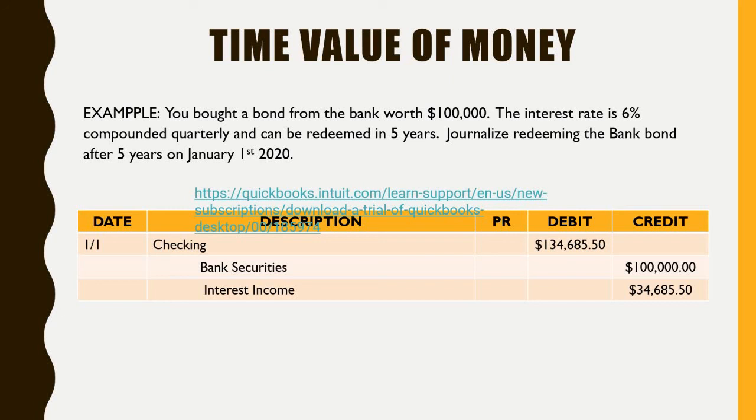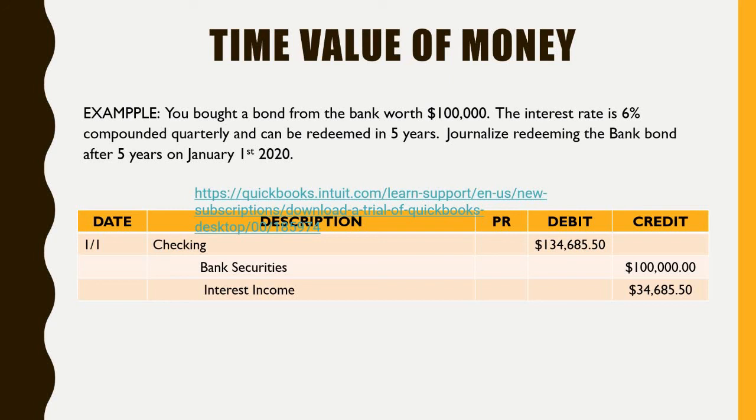It wouldn't say compound, because it just says interest income. We wouldn't automatically know that this is the compounded value. In this case, I'm just showing you the general idea of how to journalize it, so this can work for either compound interest or simple interest. In this case, this is compound interest because it's 34,685.50. That's what we calculated from compound interest. So this is how we journalize it in your books.